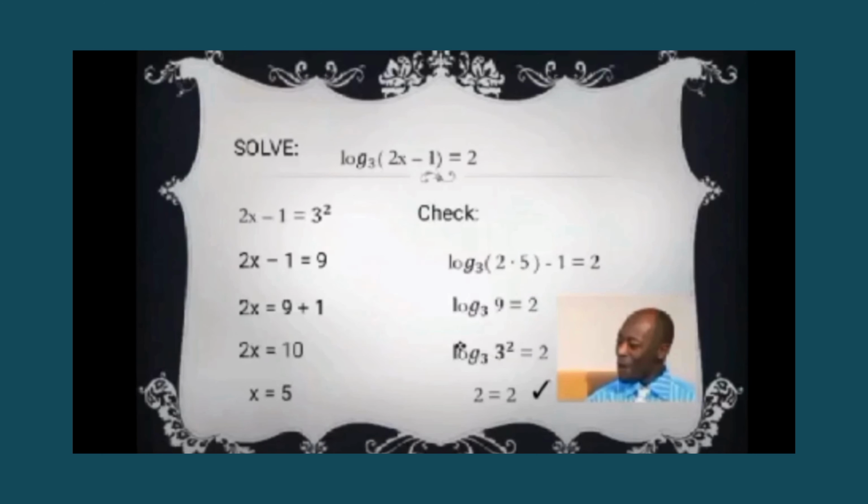So let's check. Using the original logarithmic equation, log of 2 times 5 minus 1 is equal to 2. So 2 times 5 is equal to 10, minus 1 is 9. So the 9 we can express as 3 squared. So 2 is equal to 2, which is the real solution.